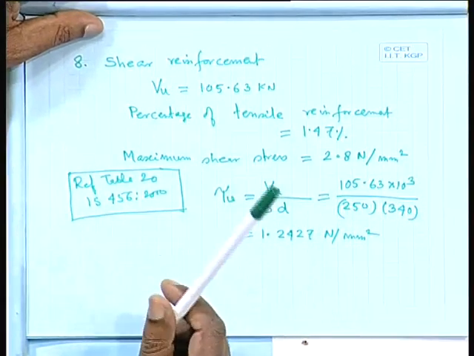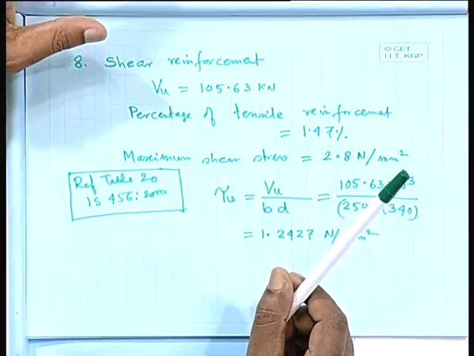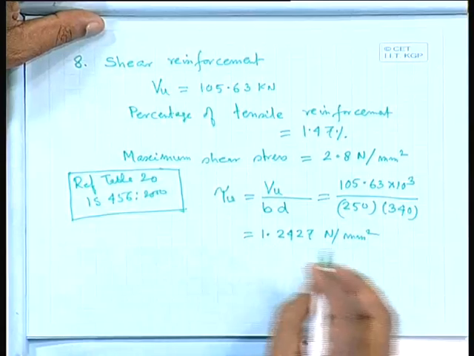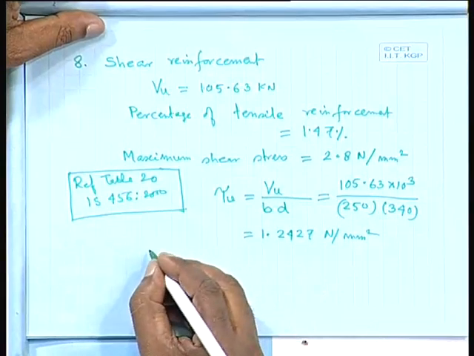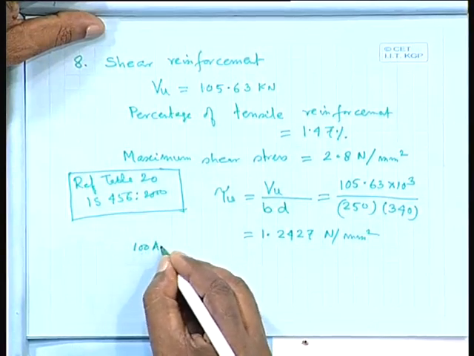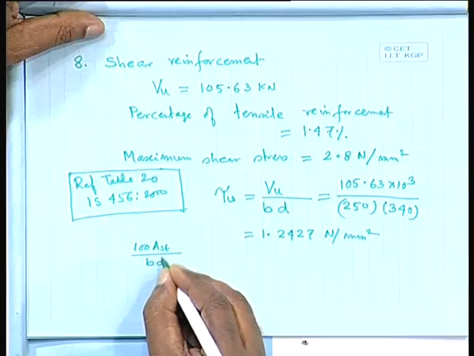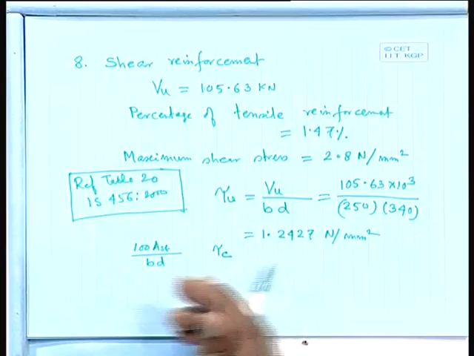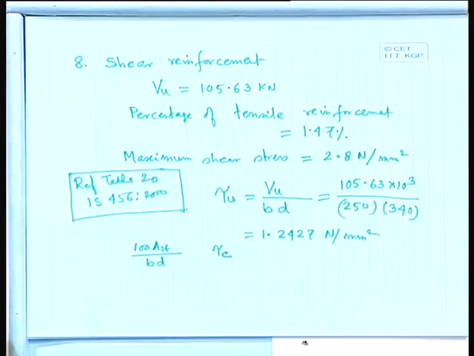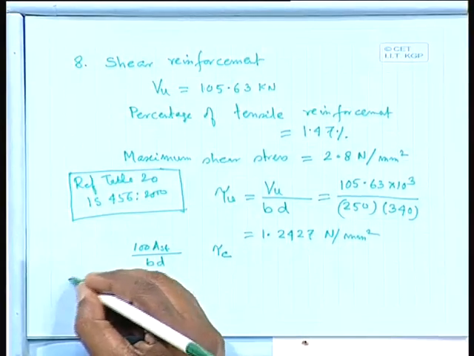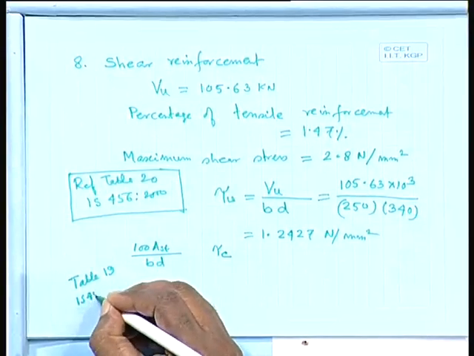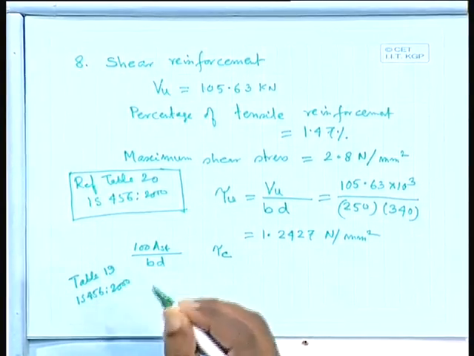Now, what about whether we need shear reinforcement? What about the shear reinforcement? That we have to find out. We can get it from 100 Ast by bd, and we have tau c, and that we shall get in table 19 IS 456. So, let us write down table 19 IS 456 2000.